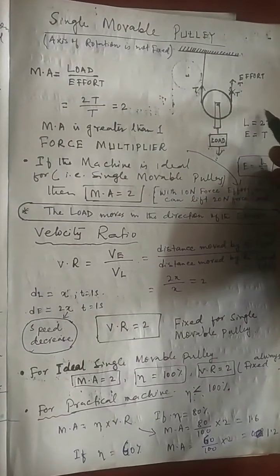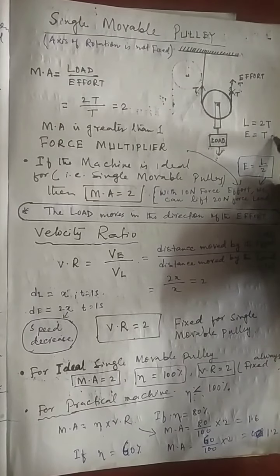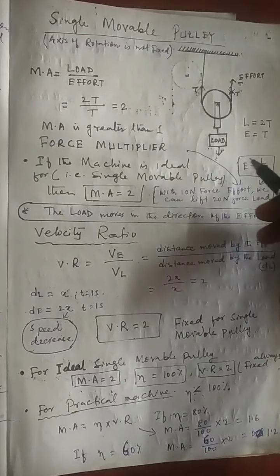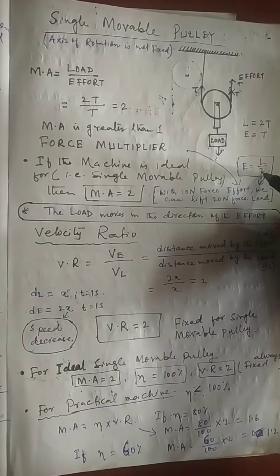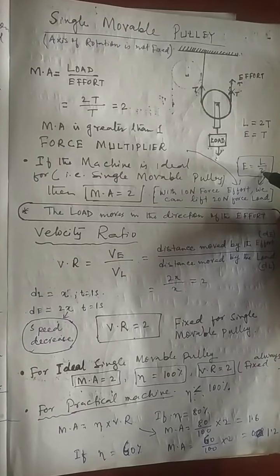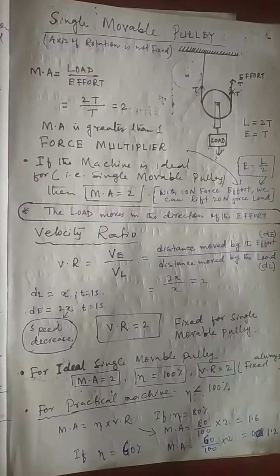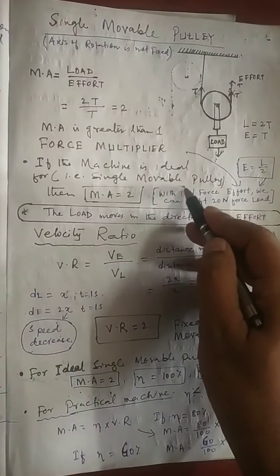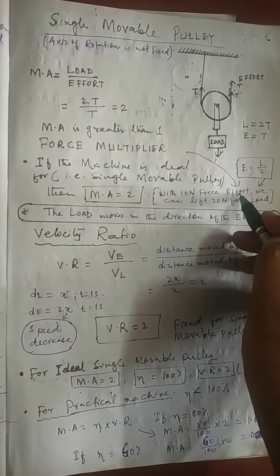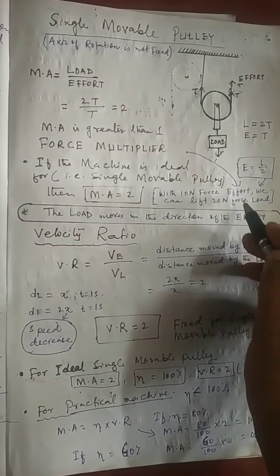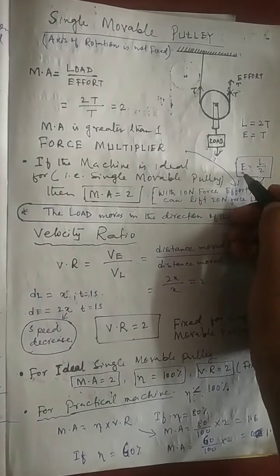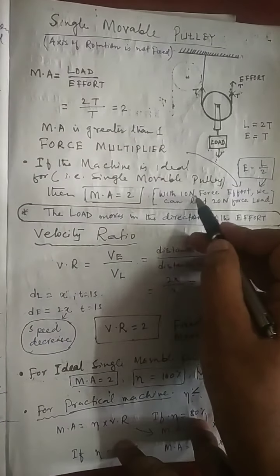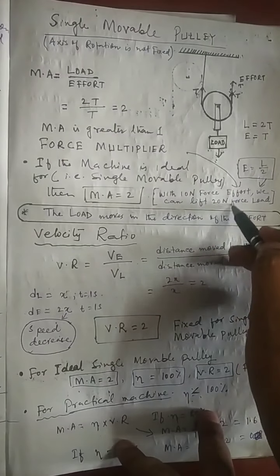If we combine these two, we get E equal to L by 2, meaning effort equals L by 2. What is the meaning of this? Effort equal to L by 2 means that with 10 Newton force of effort we can lift 20 Newton force of load.